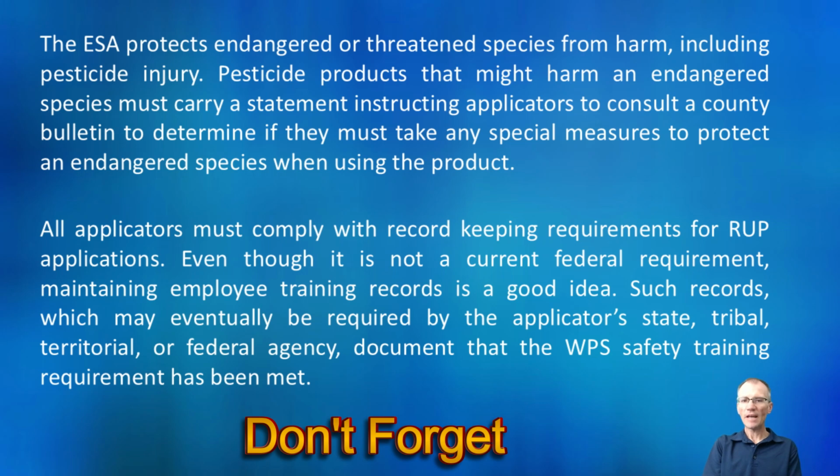The ESA protects endangered or threatened species from harm, including pesticide injury. Pesticide products that might harm an endangered species must carry a statement instructing applicators to consult a county bulletin to determine if they must take any special measures to protect an endangered species when using this product.